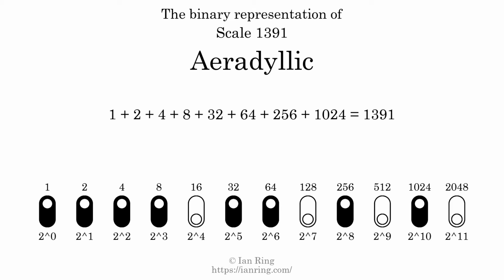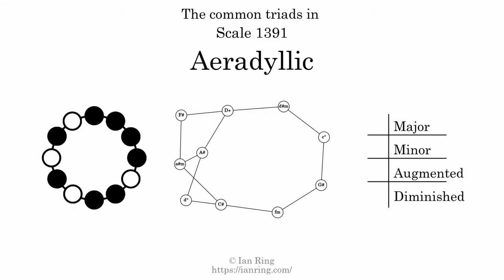1391. The scale number not only enumerates the scale with a unique index, but it also literally describes the tonal content of the scale. Represented as a binary number in base 2, the scale number is 0101011011111. Here are the common triads present in this scale.